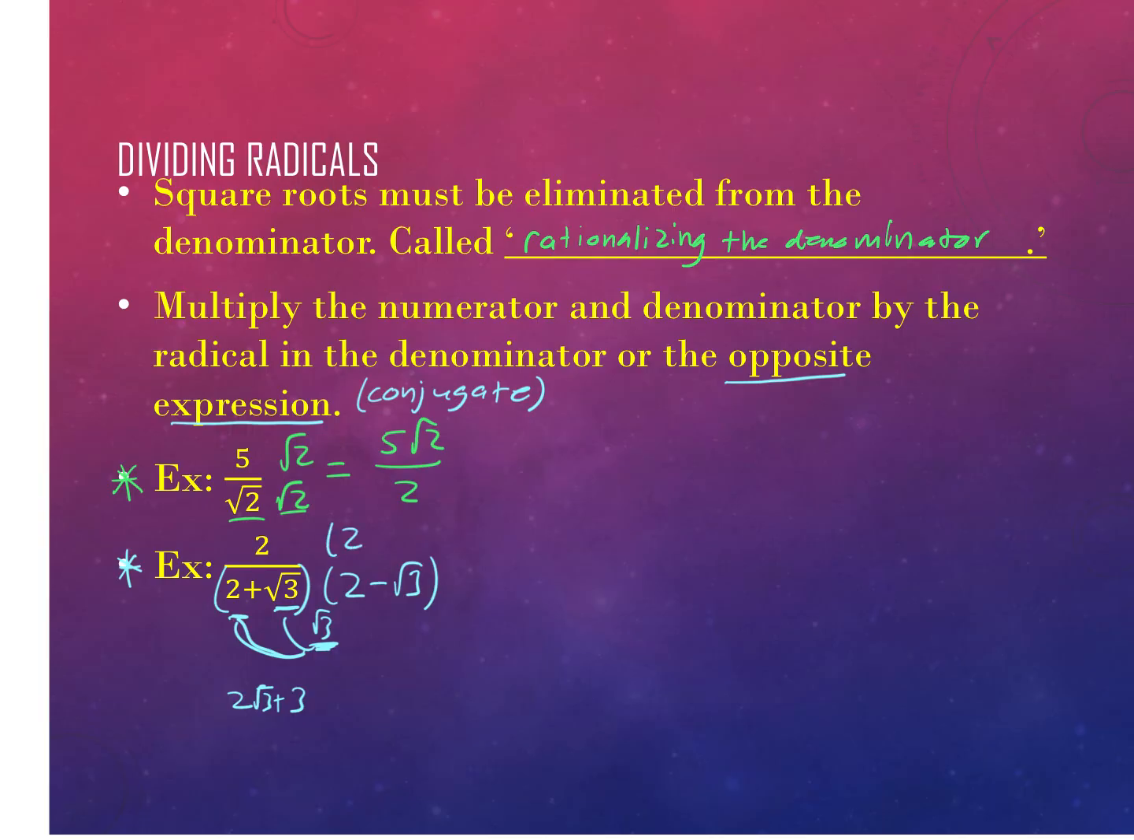All right, and then I'm going to do the same thing to the top. Whatever you do to the bottom, you do to the top. On the top, you would simply just distribute. You would get 4 minus 2 square root of 3.